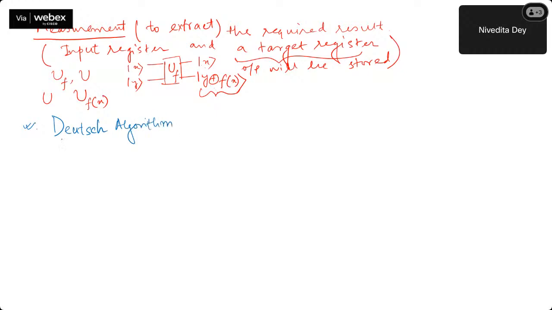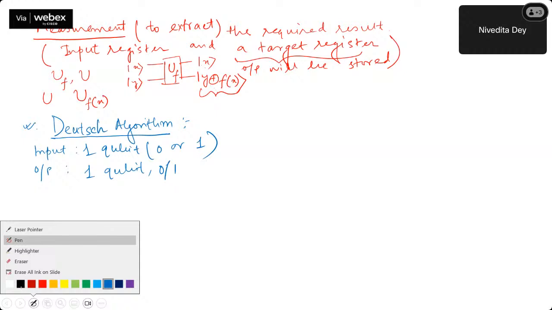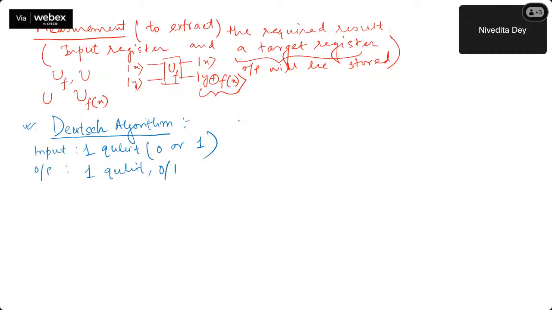This is the first algorithm to demonstrate quantum advantage. It has a certain input, which is 1 qubit. It can be 0 or 1, and has a certain output, which is again 1 qubit, 0 or 1, anything. And the function is the function that I want to encode here.